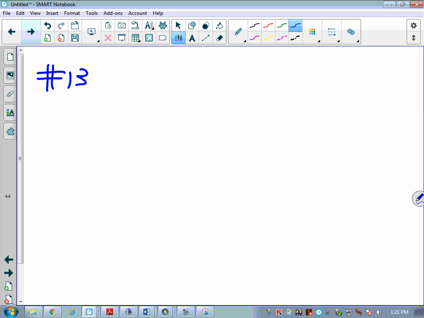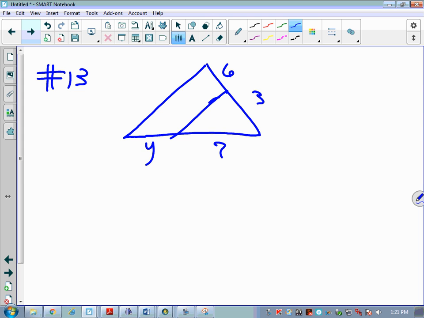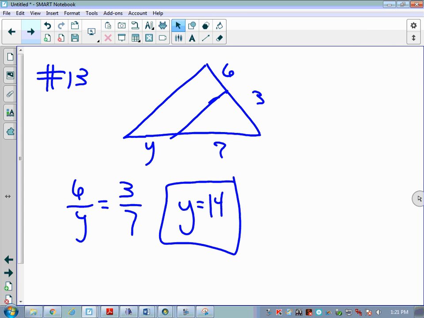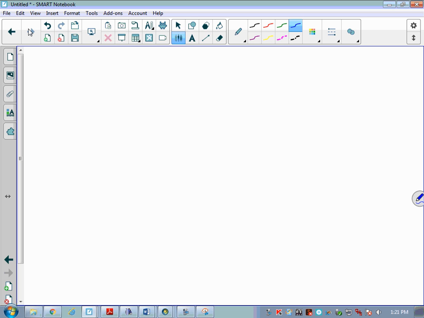Number 13. I think this question was actually on your last test. 6, 3, 7, y. Find the value of y. So you're going to set up a proportion here. Okay? 6 over y. I'm just going to give you an example of a proportion that will work. 3 over 7. You just can't cross them. Like, you can't do 6 over 7 equals 3 over y. No, you can't. 6 times 7 is, what was that, 42? 42, what's 42 divided by 3? 14. So we'll check it with the answer key. That is correct. Boom. Shakalaka.